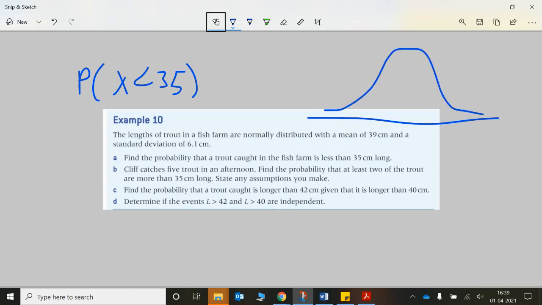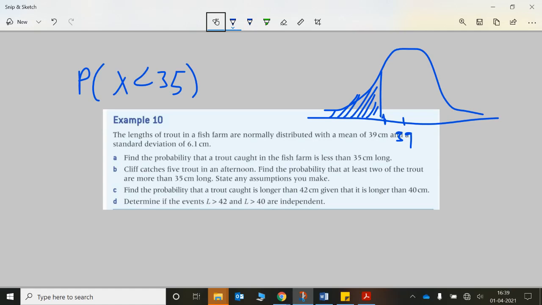It's always a good idea to come up with a sketch here, and we could put in 39 centimeters. We know that roughly 68% is plus or minus about 6 centimeters. So 35 is going to be somewhere about here. And we're looking for the probability trapped over to this side. So we're looking for the size of this area here. Area is representing probability here.